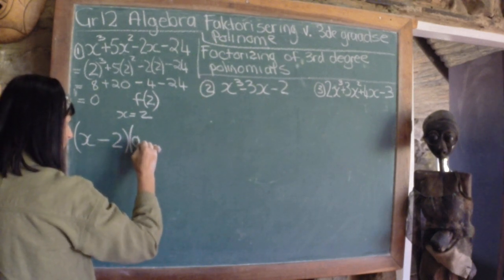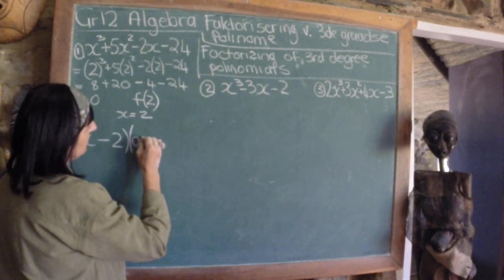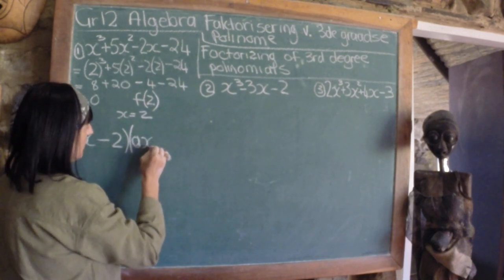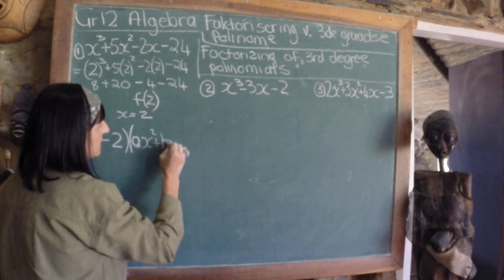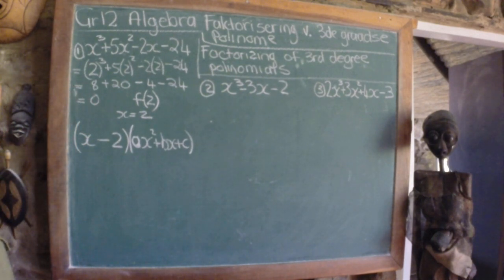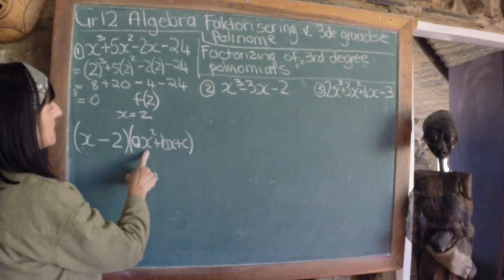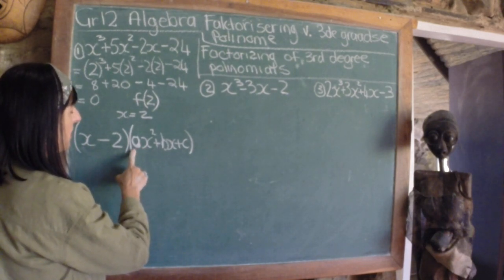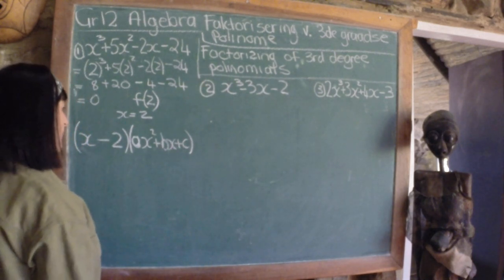So met ander woorde, I'm going to write the standard equation of a quadratic function next to this one. Ax squared plus bx plus c. Sien julle wat doen juffrou? I'm writing, I've got the first factor. I need still 2x values, so ek gaan ax kwadraat plus bx plus c langs aan skryf.